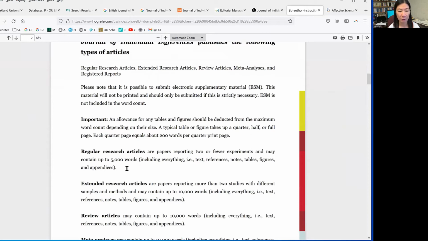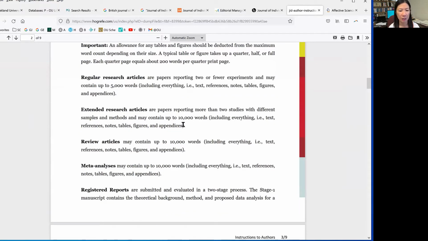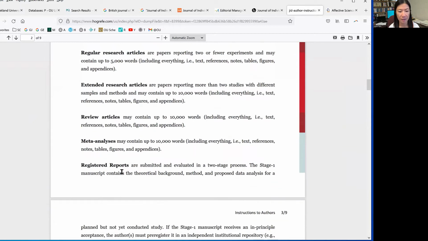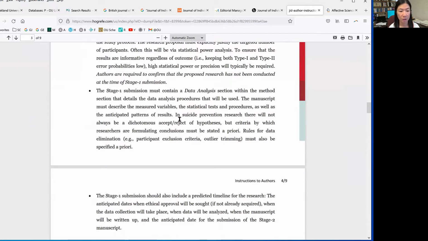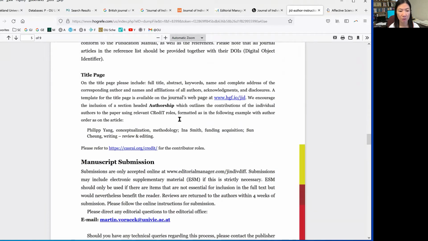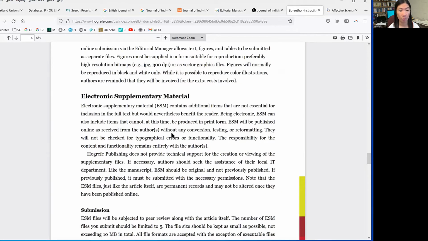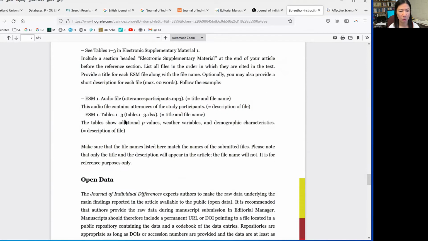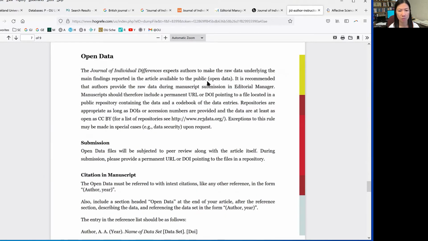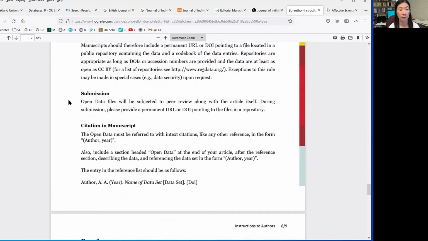Important. Regular, extended, review. Regular research articles, 5,000. 5,000 is not too long. Up to 10,000 for review articles, meta-analysis. Registered reports are submitted and evaluated in a two-stage process. I don't have that because I'm already finished collecting data. Important: manuscript preparation, title, submission. Now let me make sure about the references, citation, file, tables 1, 2, 3. Open data expects authors to make the raw data underlying the main findings available to the public. It is recommended, but it must be an option. The data can be available based on individual need.